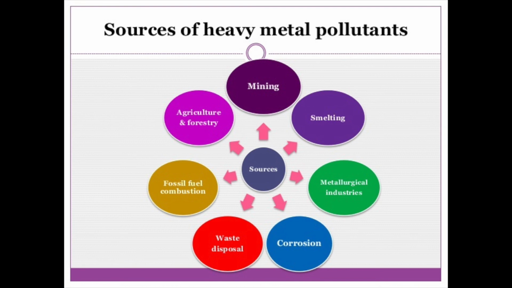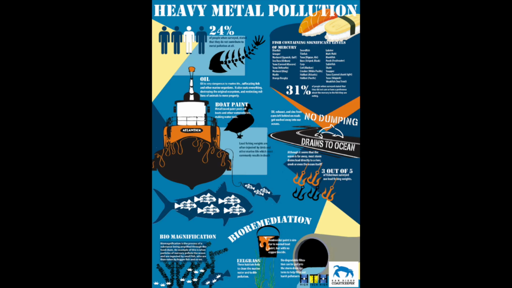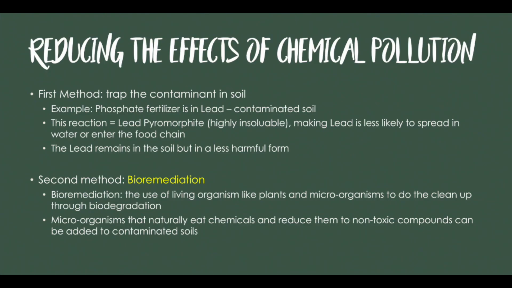The second method is bioremediation. Bioremediation is the use of living organisms like plants and microorganisms to do the cleanup through biodegradation. Microorganisms that naturally eat chemicals and reduce them to non-toxic compounds can be added to contaminated soils. Plants can be used as stabilizers, reducing wind and water erosion spreading. Bioremediation can be used in industry, mining, forestry, energy production, oil spills, and leaks in the oil industry.